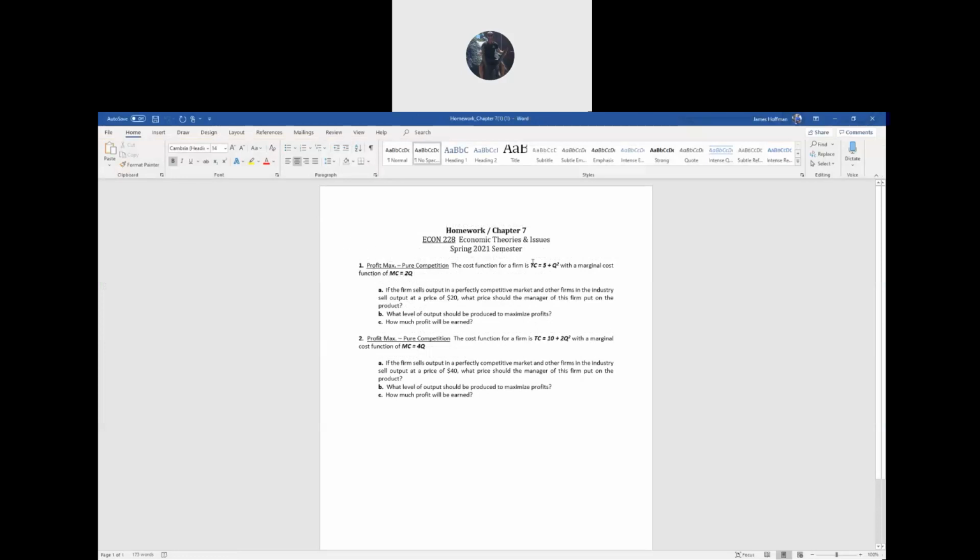So number 1 is you get a cost function, you get a marginal cost, and you're going to find out the price. You're going to set MR equal to MC and find the output that's going to maximize profits, and then calculate profits, and then do that again for number 2. You got a total cost function, you got a marginal cost function, find price, put MR equal to MC and find Q, and then calculate profits. All right, so if you use the one we just did as an example, this one should be pretty clear.